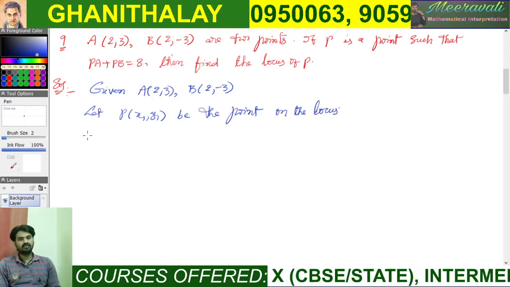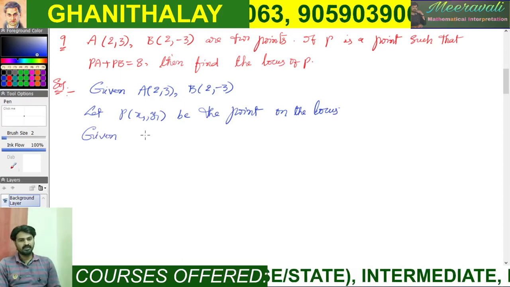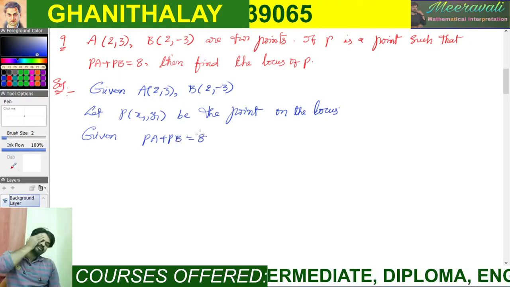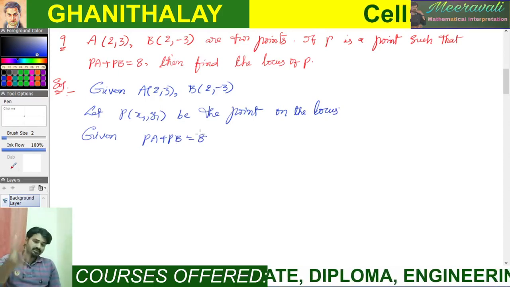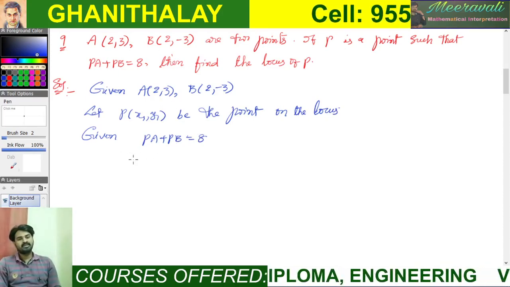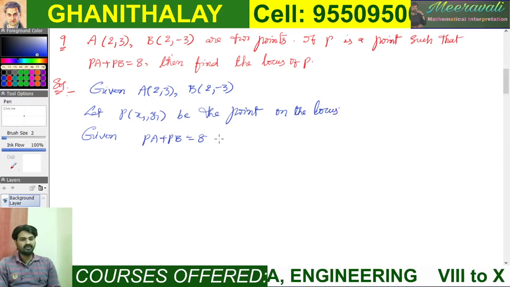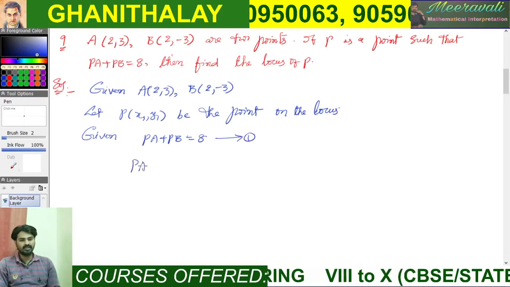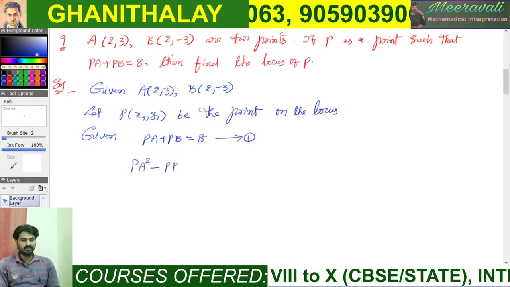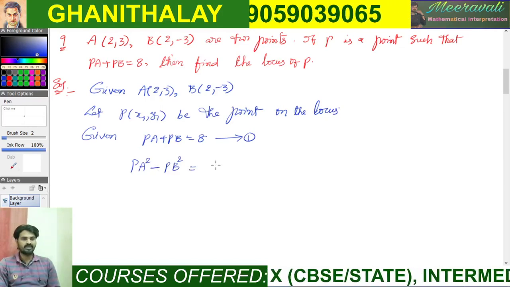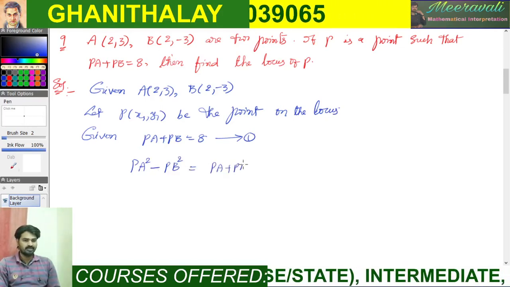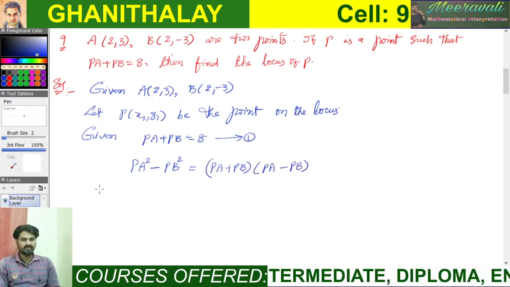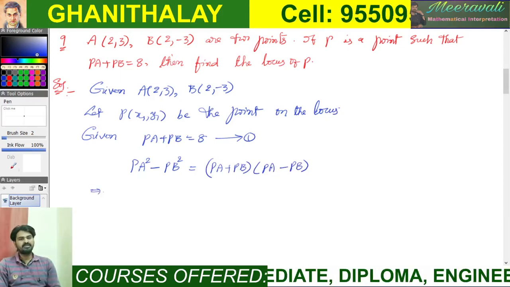Now what is the given condition in the problem? Given PA plus PB is equal to how much? 8 is given. So this problem is simplified in two methods. One method is the same as the previous problem's method. The second method is another way, that will be of the form: if PA plus PB is there, now we know that PA square minus PB square is of the form A square minus B square formula, A plus B into A minus B.